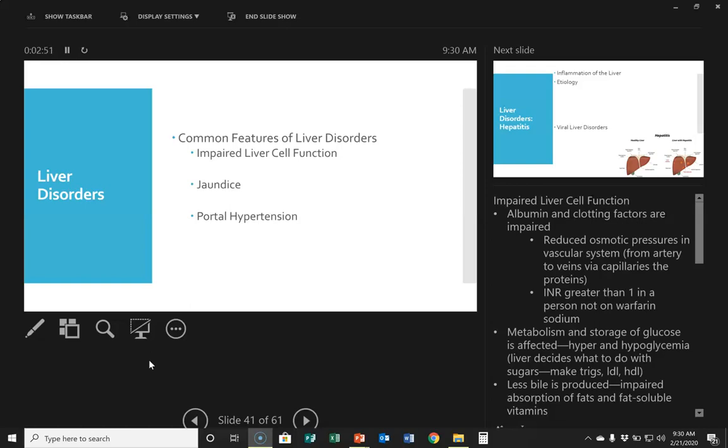look at impaired liver function. So the liver just is not functioning how it's supposed to. One thing we look at are albumin and clotting factors that are going to be compromised. Albumin, that's that protein that allows for osmotic pressure in the vascular system.